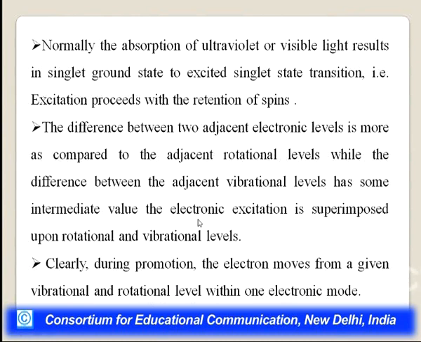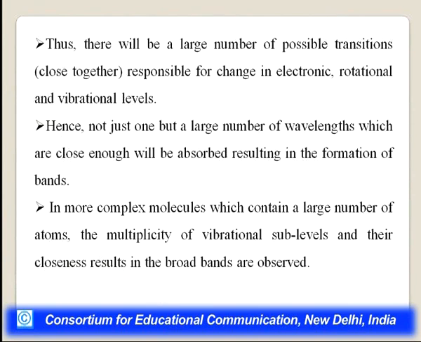So you are very much aware that if a molecule is there, there are definitely vibrational motions as well as rotational motions, and corresponding energies are also there. Thus there will be a large number of possible transitions responsible for change in electronic, rotational and vibrational levels. Hence not just one but a large number of wavelengths which are close enough will be absorbed, resulting in the formation of a broad band, not a sharp band. In more complex molecules which contain a large number of atoms, the multiplicity of the vibrational sublevels and their closeness result in broad bands. More broad bands will be observed in that case.